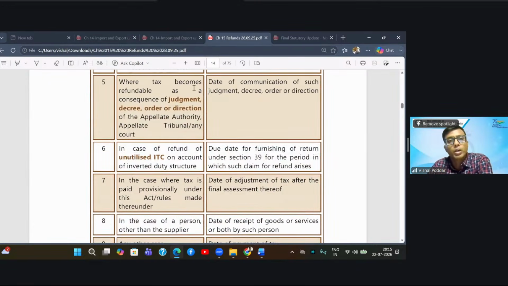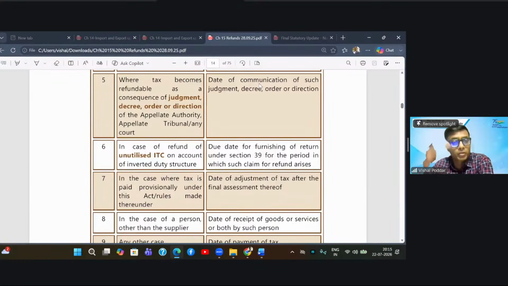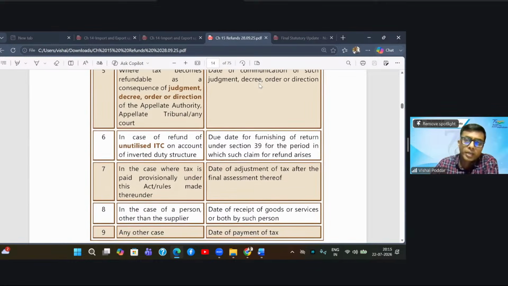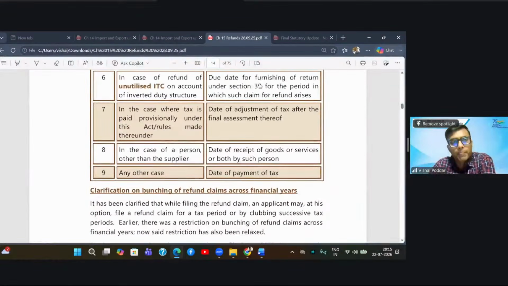Next scenario, where tax becomes refundable as a consequence of a judgment, decree, order, or direction of some appellate authority, tribunal or court. Obviously, the relevant date will start from the date of communication of such judgment, because the judgment may come after 5 years, 6 years, 10 years. So from the date of judgment, you will count 2 years.